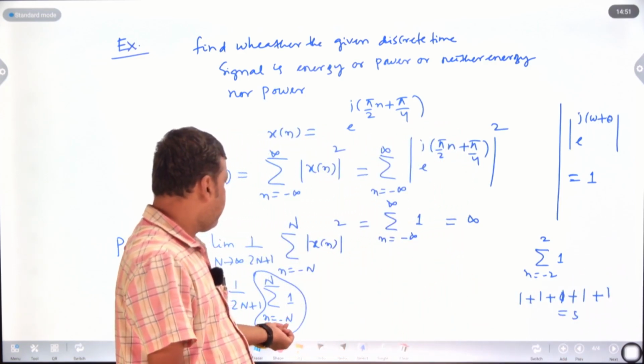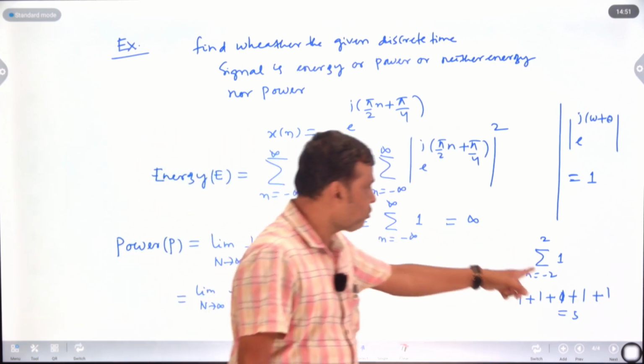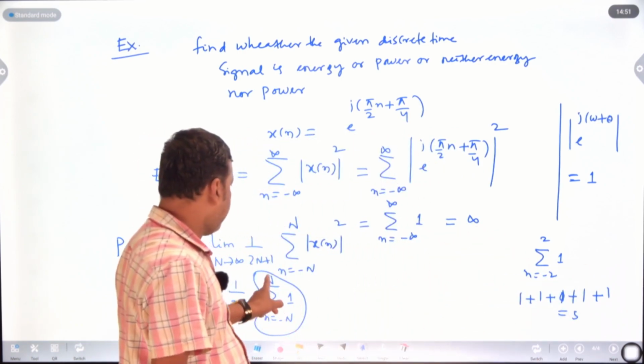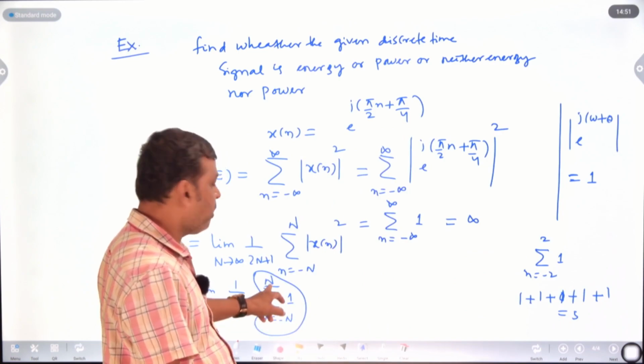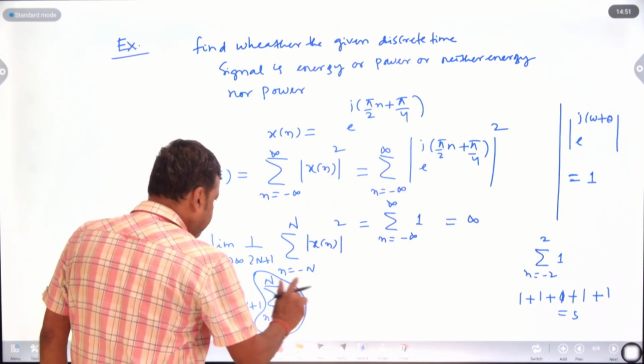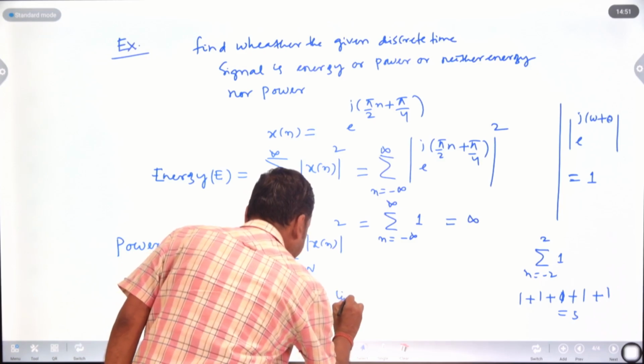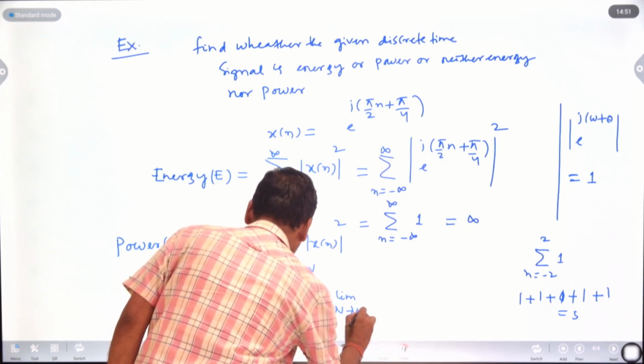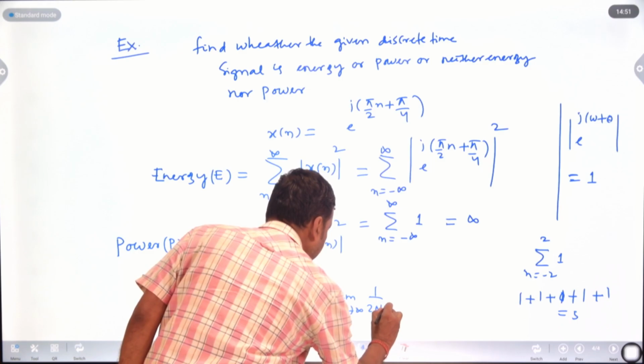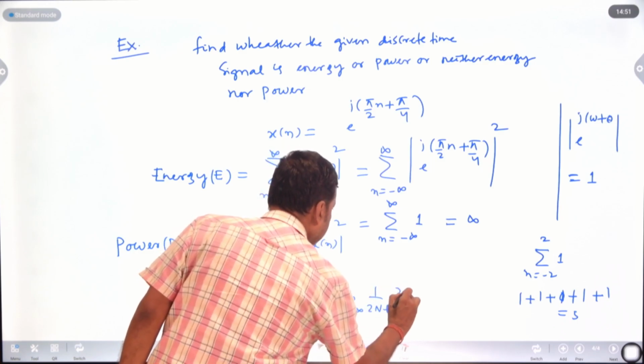Similarly, for n equal to minus n to n, here 2 plus 2, 4, plus 1, that is 5. Here n plus n, 2n, plus 1, that is 2n plus 1. So in place of this, I can write the limit as n tends to infinity of 1 by (2n plus 1), and here the sum is nothing but 2n plus 1.